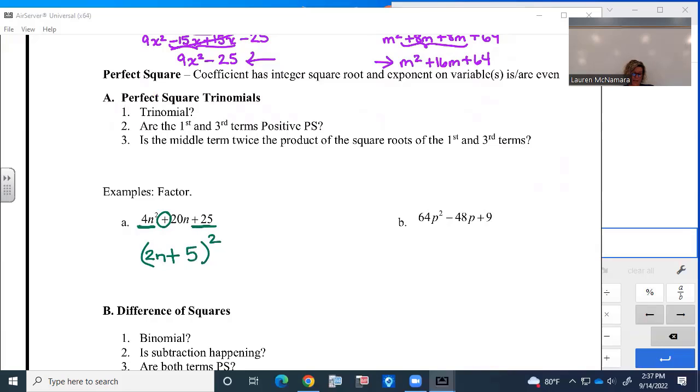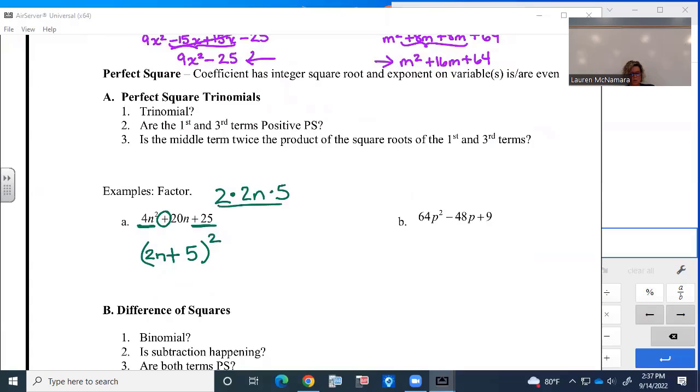What is the square root of my last term? 5. It says, is the middle term 2 times the product of the square roots of the first and third terms. Sometimes I say first and last term. So 2 times 2n times 5. So multiplying this together, 2 times 2 is 4, times 5 is 20. Is my middle term 20n? Yes. So this is a binomial squared.